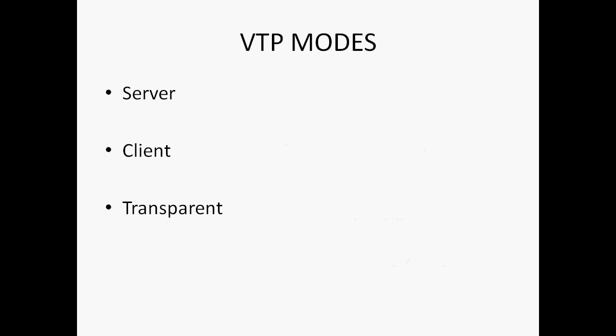VTP modes. There are three types of VLAN Trunking Protocol modes. They are server mode, client mode and transparent mode.